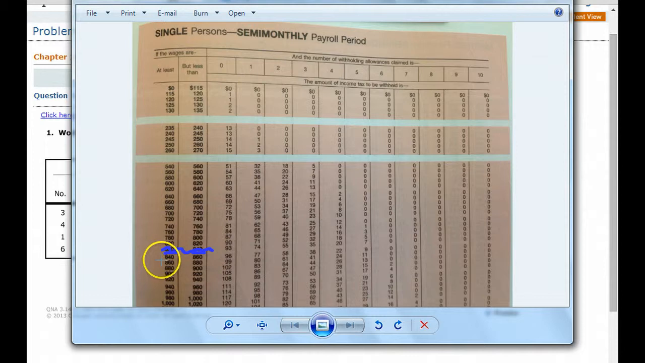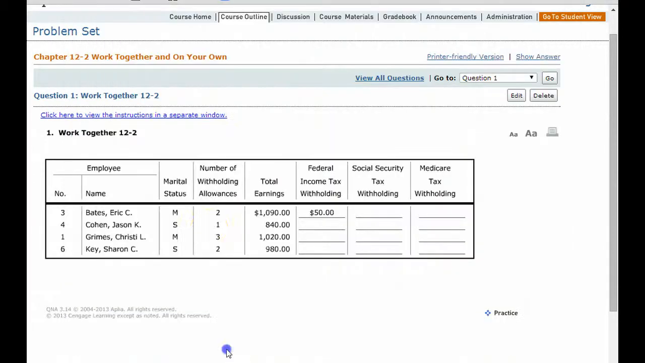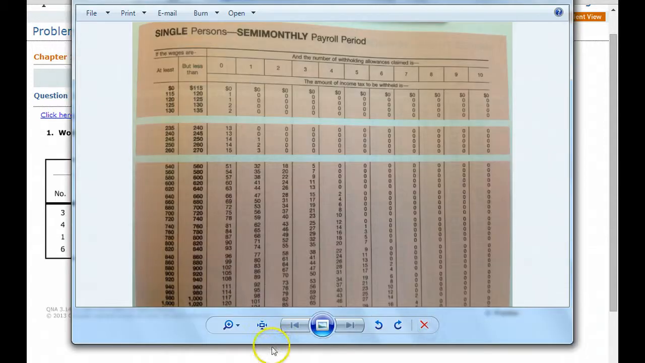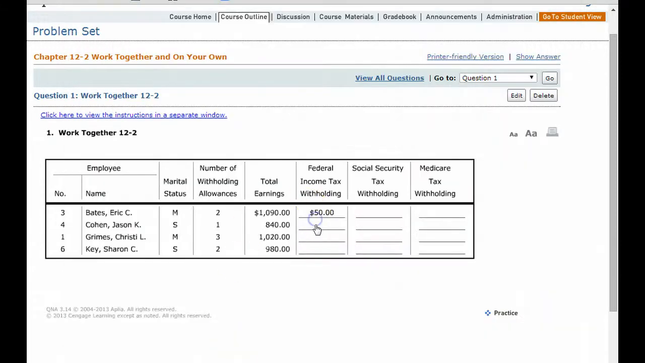Is it at least 840? Absolutely. Is it less than 860? Absolutely. So this one works. Once again, we want to figure out how many allowances he is claiming. Well, he's claiming 1. So we go back to the form and we look, if it's this line right here, how much is 1? Well, it's right here, $77 is how much we're going to take out of his paycheck for federal income tax. So we're going to put $77 right down here.